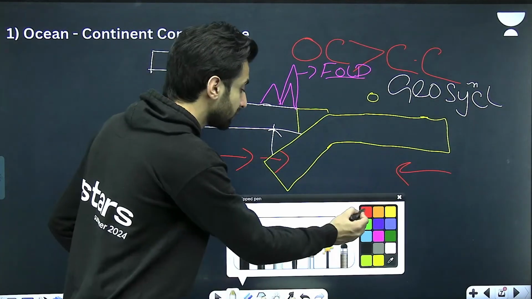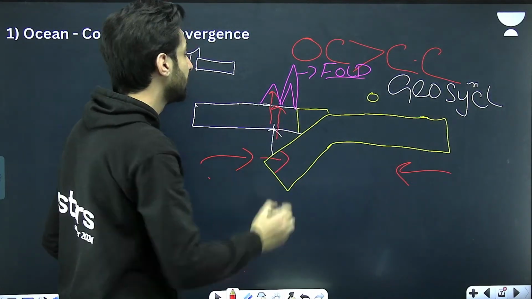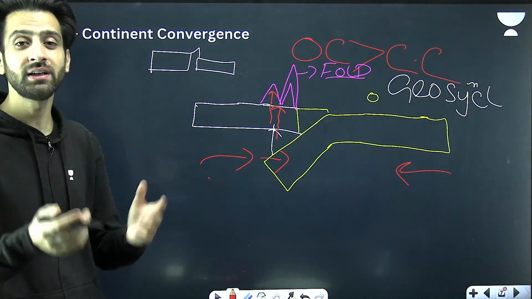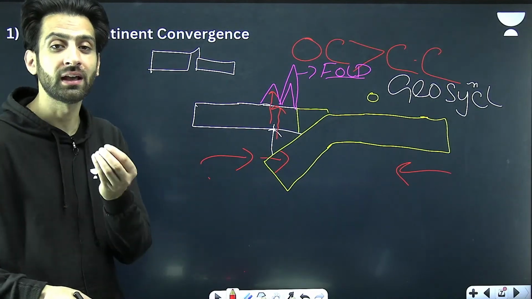Look at this red arrow that I'm going to draw. The pressure release will result in the coming out of this. And when the magma will come out, what is it called? The magma that comes out, it is called the volcano, lava. That will result in the formation of volcanoes.